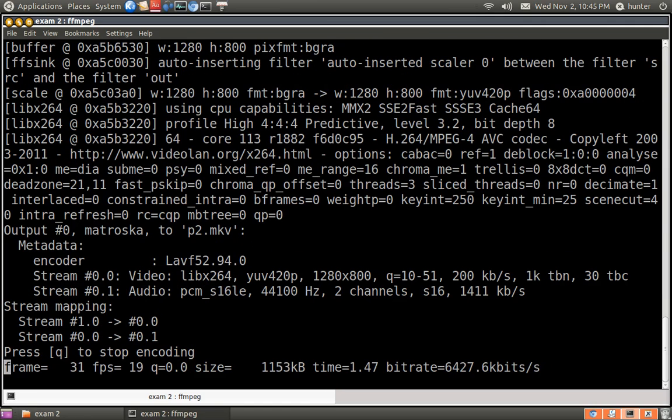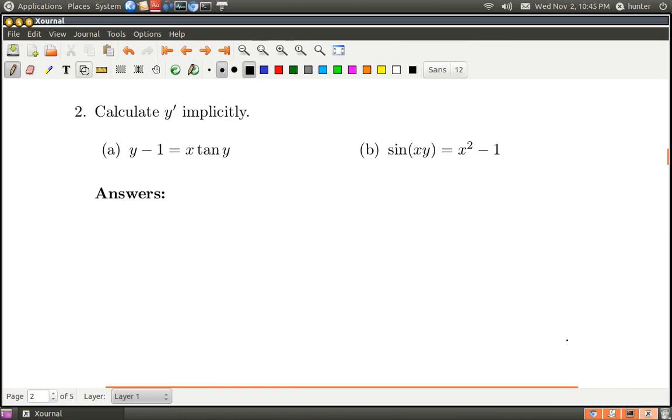Now let's take a look at the second question on the practice exam for exam 2. It is implicit differentiation. So let me get started here. The idea is to take the derivative with respect to x of both sides. That's the first thing you do. Then you collect the y primes.